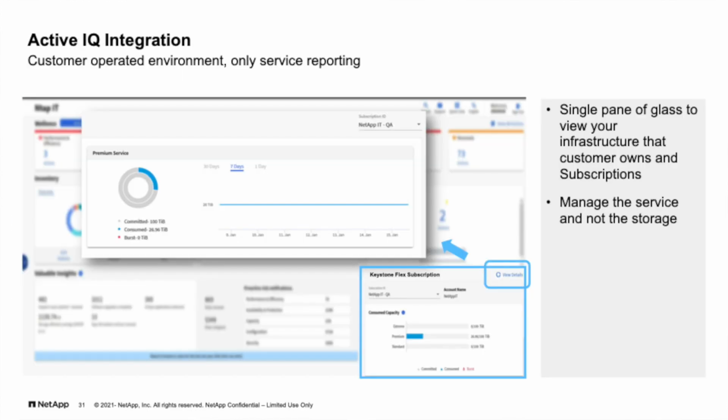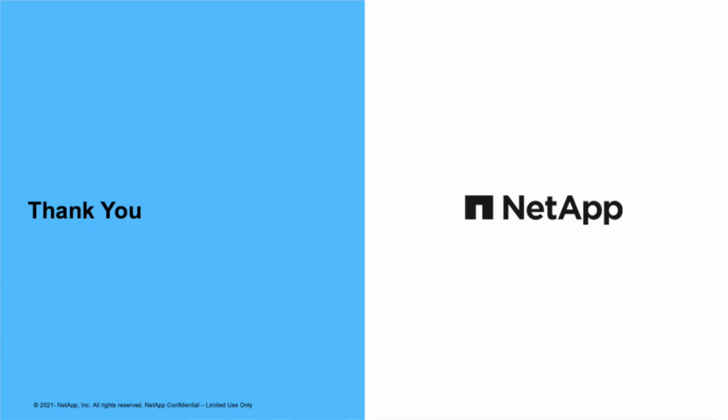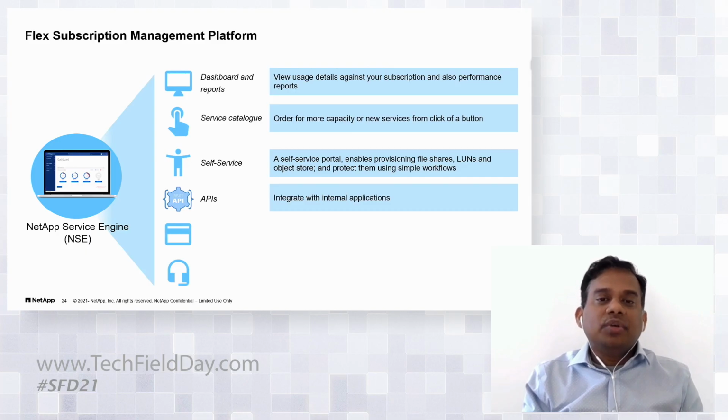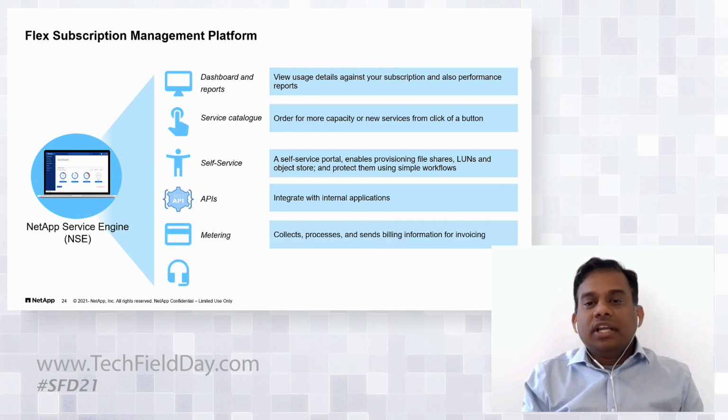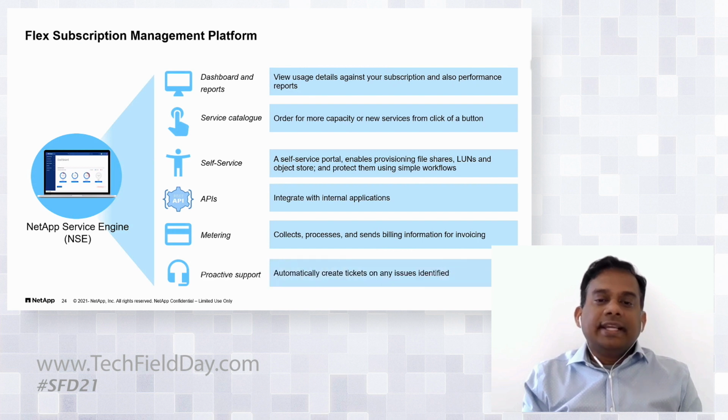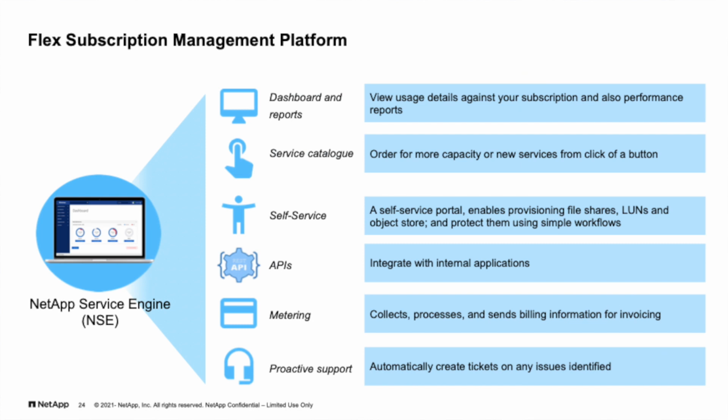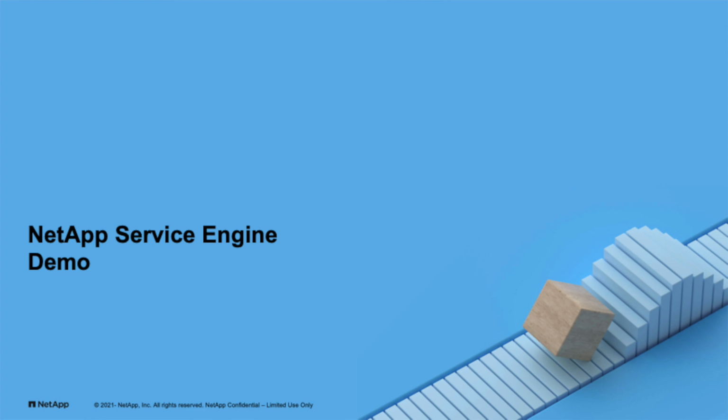And it also has APIs documented, with the Swagger tool available, so it can be easily integrated into your ServiceNow kind of applications. It also does the metering, collects all the capacity information that is required for billing, processes everything locally, and just sends the information that is required for billing to our subscription management platform, which can generate the invoice and send it to the customer on a monthly basis. And lastly, it can also monitor the environment and proactively create tickets before we even breach any SLAs. I'll show you a short demo.